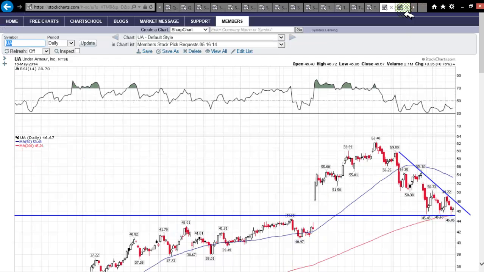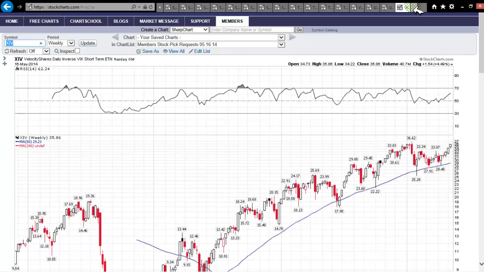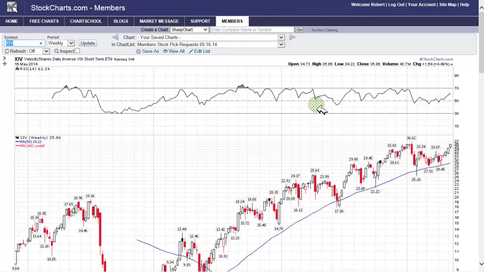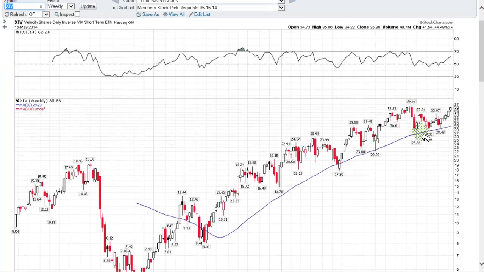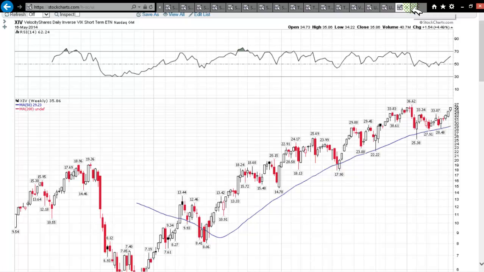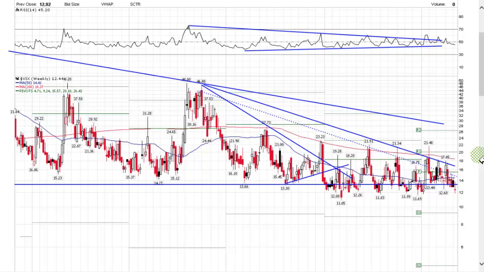Last stock up is for fellow member David. David's looking at the volatility iShares. This is the inverse. This is basically a bullish bet on the S&P 500. So despite the fact that the S&P 500 has been shaky of late, the volatility index is showing strength. Now, when I take a look at the VIX, we're nearing very, very historic lows on the VIX.